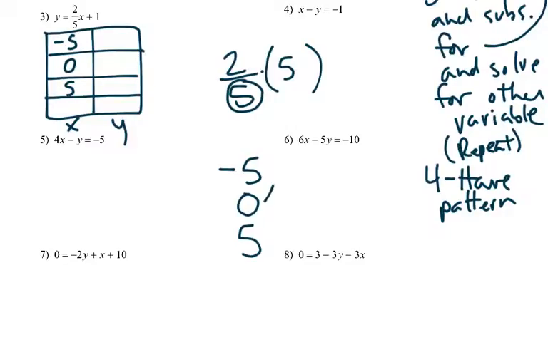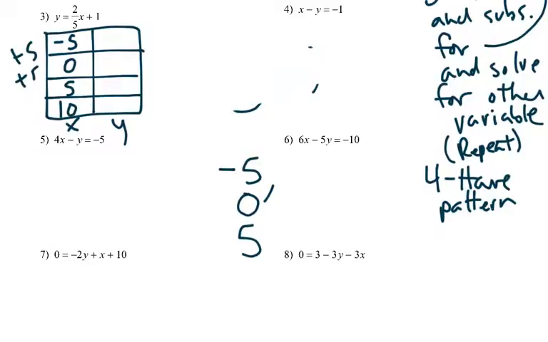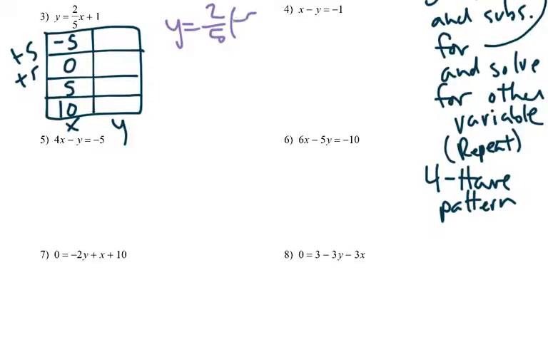Well, it looks like we're counting by 5s here, right? We're adding 5 each time. So if I added 5, that would give me 10. So let's test it out. Okay, so I get y equals 2/5 times, we start with negative 5, plus 1.